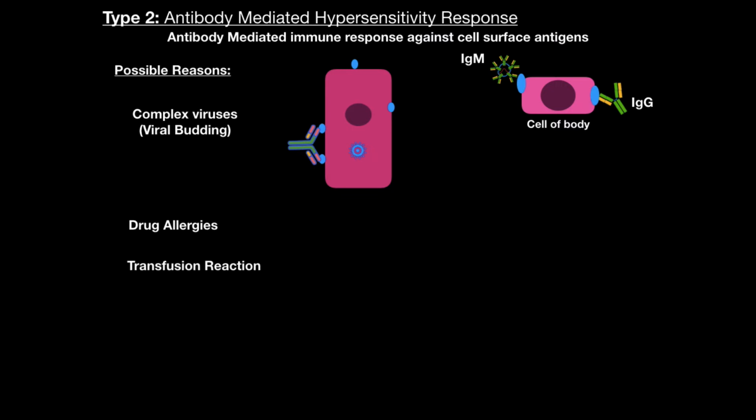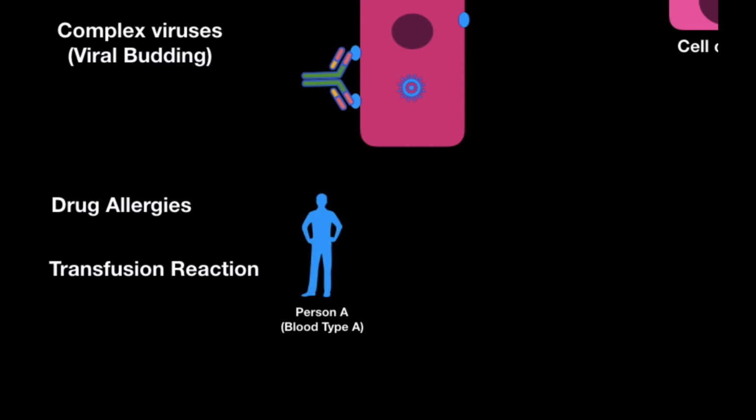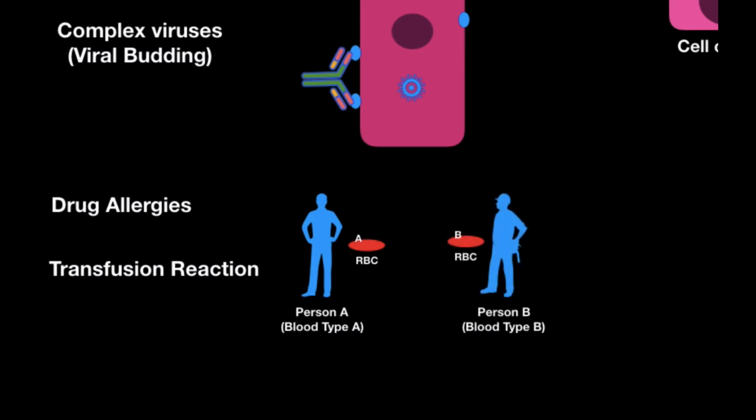Another type is transfusion reaction. So imagine a person A having blood type A, meaning they have A antigens on the surface of their red blood cells, and another person, person B, has blood type B, which has B antigens on the surface of the red blood cells, but they also have anti-A, so antibodies against A antigens. So if person B is in need of blood and for some reason receives blood from person A, what is going to happen is that anti-A is going to react to person A's red blood cells. And now we also have type 2 hypersensitivity.